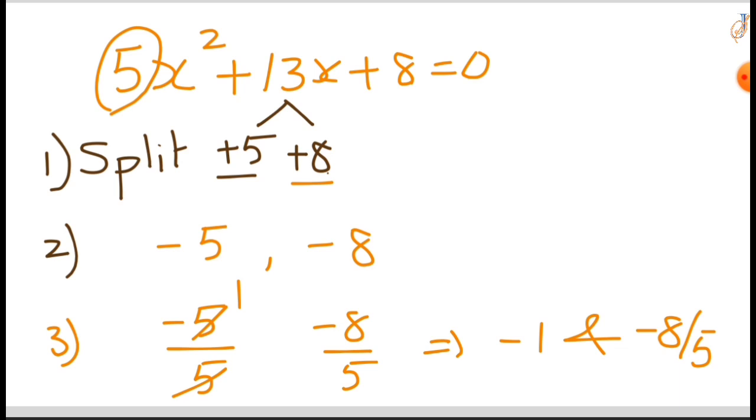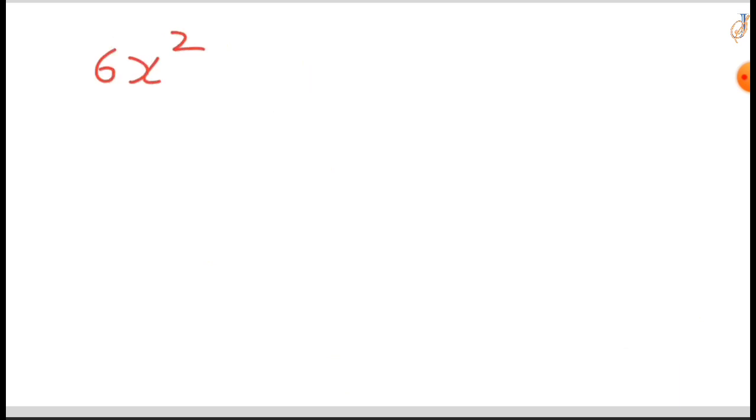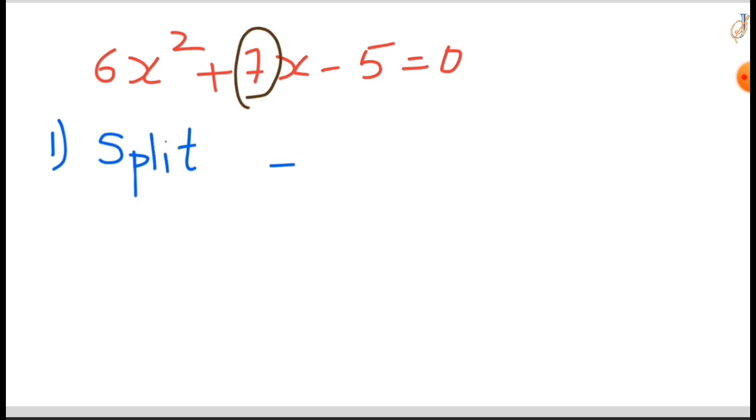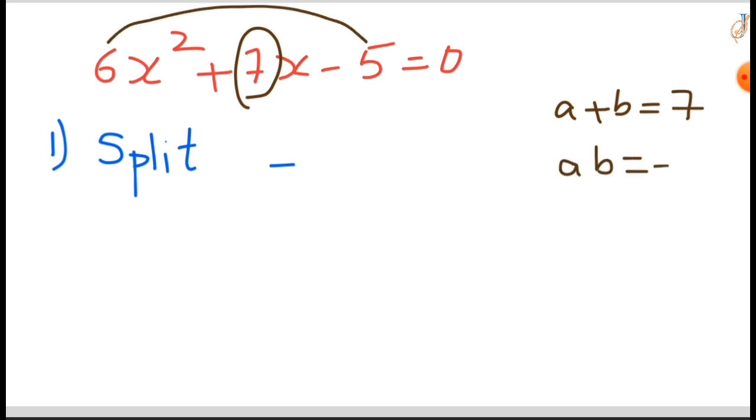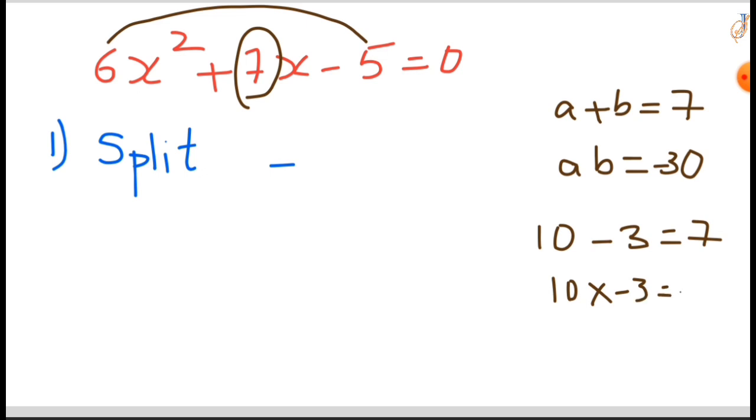Let's try one more example. 6x² + 7x - 5 = 0. What is our first step? Split. Here we have 7, that means the sum of the roots is 7, and the product of the roots is 6 times -5, which gives -30. That means 10 minus 3 gives 7, and 10 times -3 gives -30. So we have to split this 7 as 10 minus 3. Our first step is done.